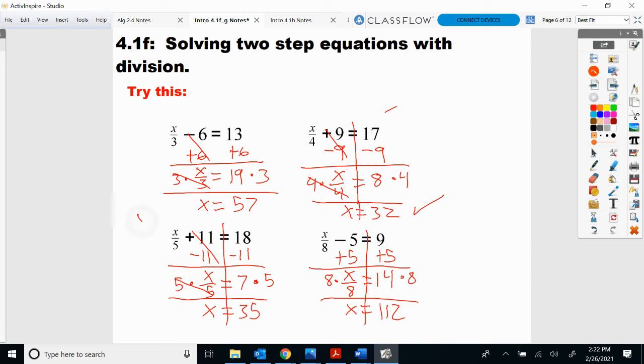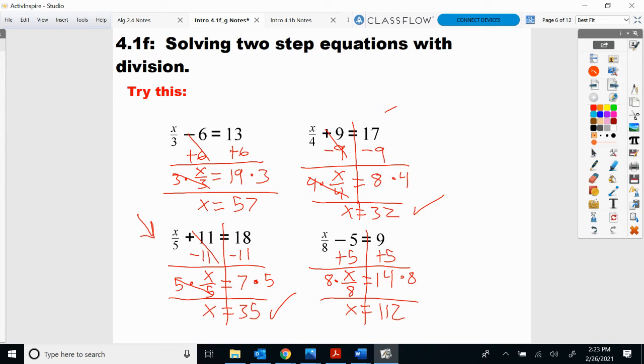Okay, let's take a look at this one down here. First, we're going to cancel out the plus 11, so we're going to go minus 11 to each side. Then we're going to multiply by 5 to get the 5 to cancel out, so we end up with x is equal to 35.